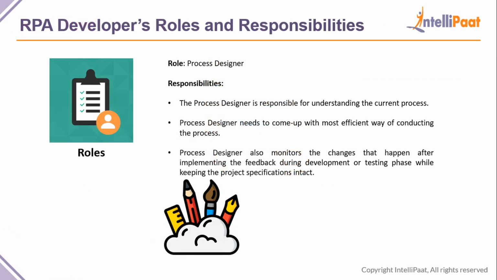So the first one is a process designer. The job of a process designer is that he has to understand the current process which the company runs, right? Your company is currently running a process, so their job is to see where you can improve by including RPA in that. He needs to think about how you can implement RPA in that field and conduct it in an efficient manner. And he has to look for feedback once that particular design has been working, and see how he can improve the current process design that he has made, right?